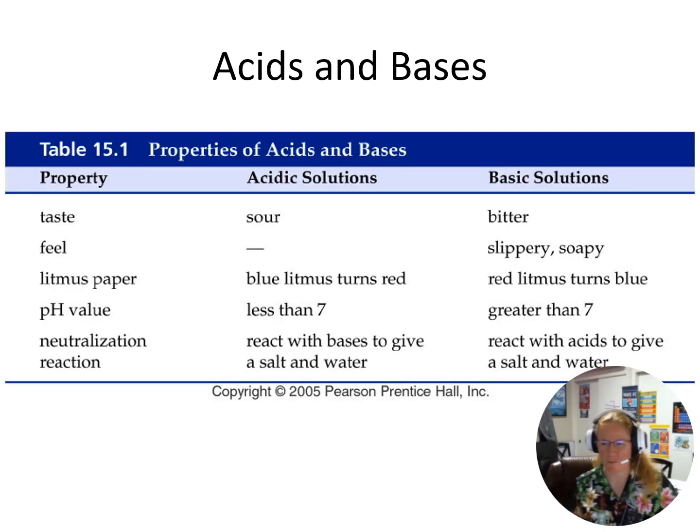We have various different properties of our acids and bases. Acids are sour, bases are bitter, basic solutions have a really slippery, soapy feeling to them. Acidic solutions make litmus paper red, basic solutions make litmus paper blue. When we look at pH, acidic solutions have a low pH below 7, basic solutions have a high pH above 7. And then when we do a neutralization reaction, they react with each other to give salt and water.